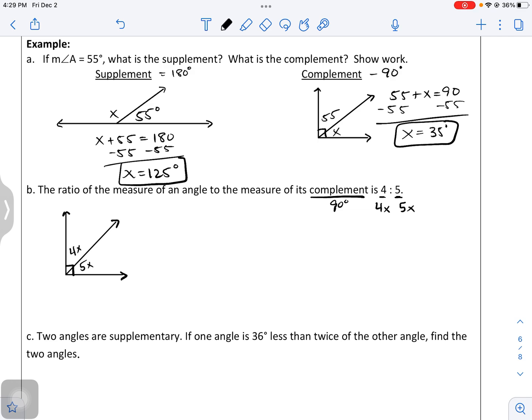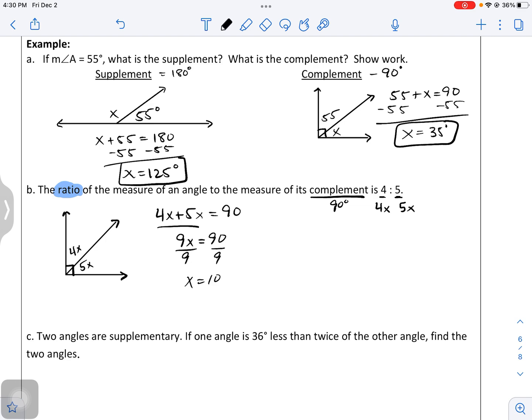And what do I know about these two angles? When I add them together, they're going to equal 90 degrees. So anytime you see the word ratio, and we see the ratio actually written out, 4 to 5, it's like 4x and 5x. Combine those together, you get 9x equals 90. Divide by 9. You find the value of x to be 10.